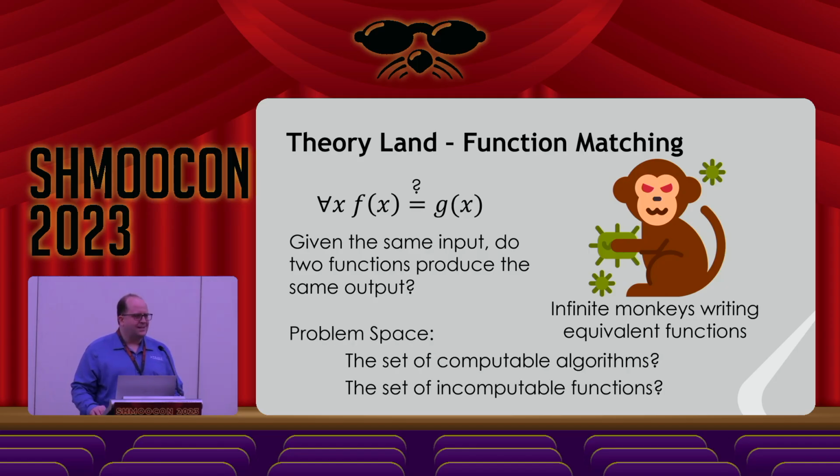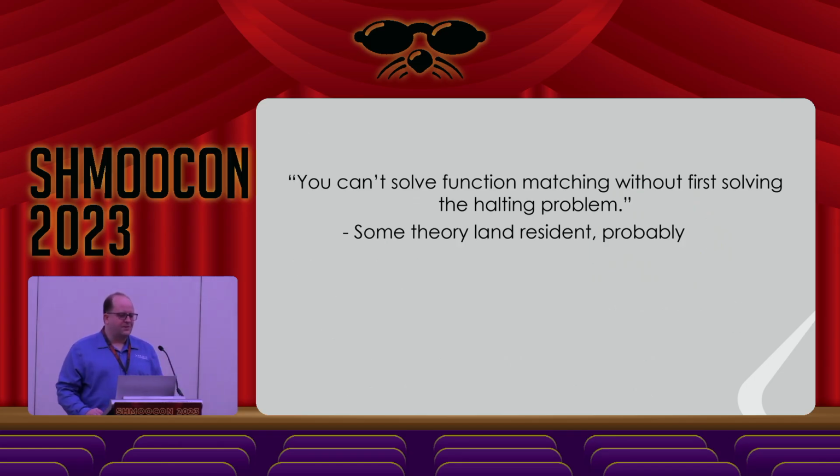So the problem space is the set of computable functions. They talk a lot about functions in this Theoryland as if they all terminate, because the ones that don't terminate are a lot harder to solve. Incomputable functions are those things that run forever, like your TCP networking stack runs forever, and in theory, they can keep going on and on indefinitely, so that doesn't match. And so some Theoryland resident probably says you can't solve function matching without first solving the halting problem, which, if you believe Theoryland, is a hard problem to solve.